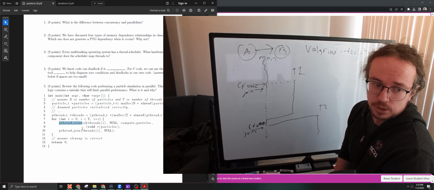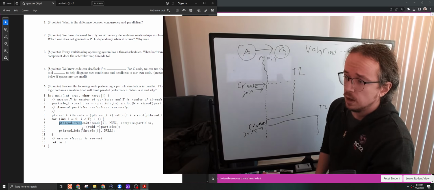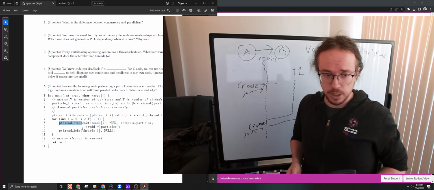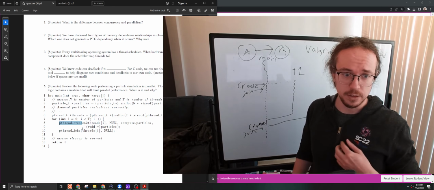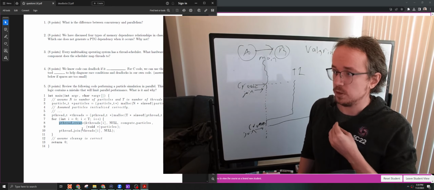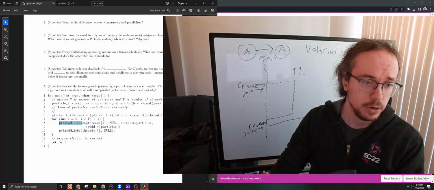So the answer here is you should move the join outside of the loop. You should join much later. You didn't have to write exactly that. If you were able to tell me that joining right after create is the problem, and that it's the problem because you're asleep, or you're waiting, or you're joining, something like this, then you get full credit on this question.